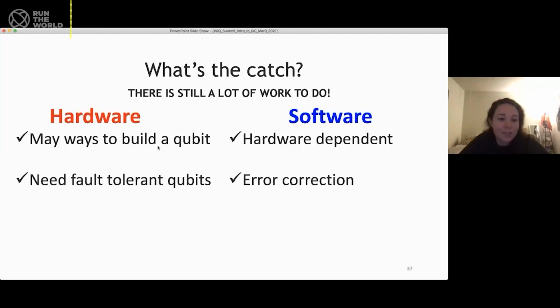What's another catch? Another catch is that a lot of these algorithms are designed with the assumption that we need fault-tolerant qubits. Basically, what that means is that we have perfect qubits that have no errors, and that's just not the case. So in the hardware space, people are doing a lot of work to build better qubits. In the software space, people are doing a lot of work on error correction, so how to deal with the fact that we're not working with perfect qubits. And both of these spaces have seen some really good progress recently, and I expect more to come. But that's the situation we're dealing with now. We don't have a perfect quantum machine, so we have to take that into account when we're building our applications.